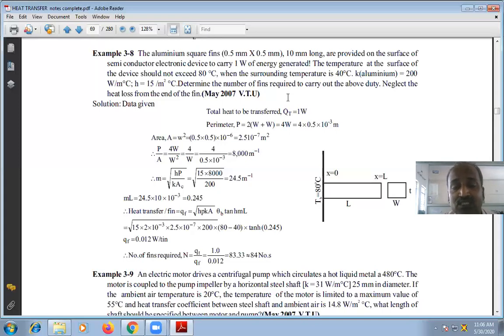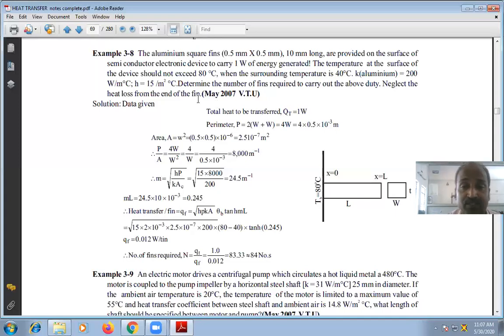So one fin is not sufficient. Throughout the circumference, we can see the longitudinal fins. One fin cannot complete the duty to release the energy, so many fins are there. Neglect the heat loss from the end of the fin. So we are neglecting the heat loss from the end of the fin, meaning the fin is almost insulated at the end.